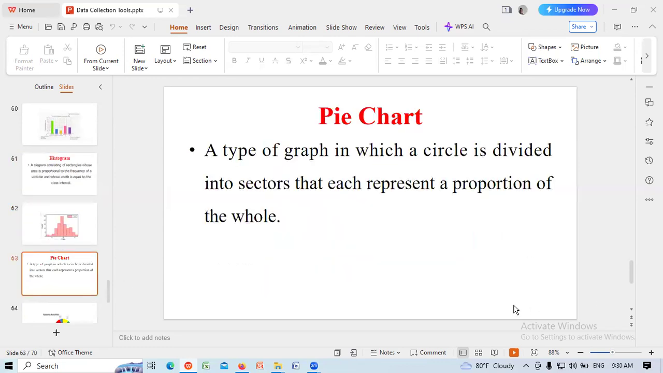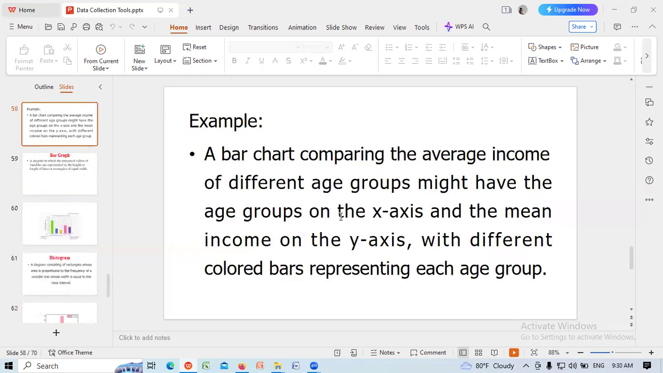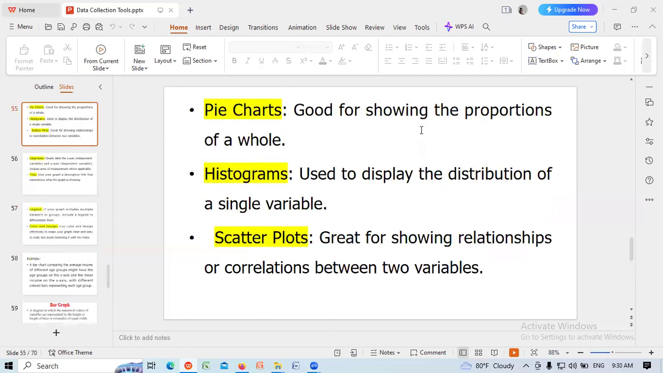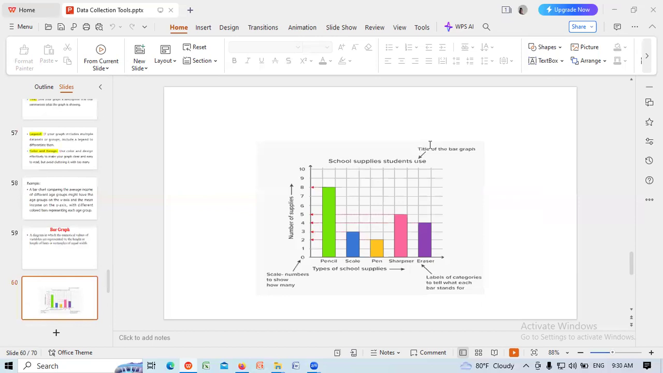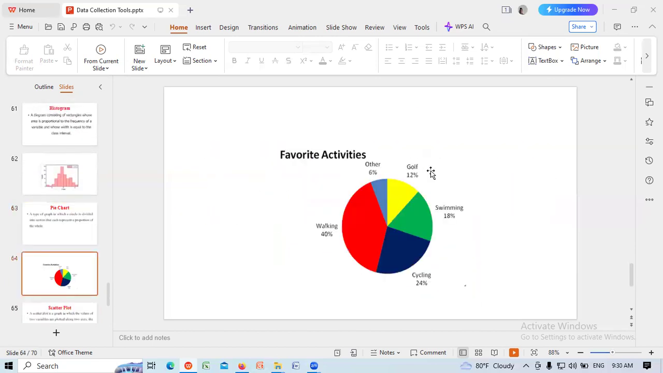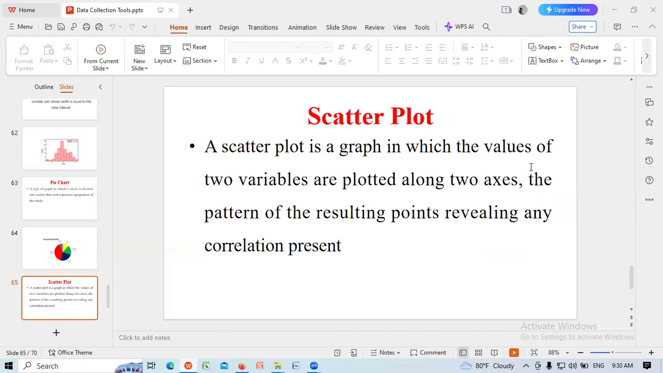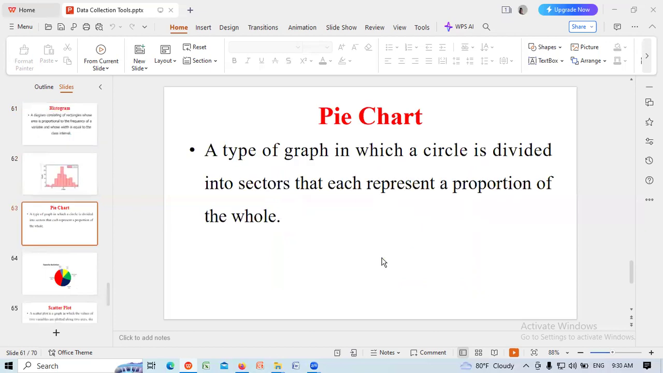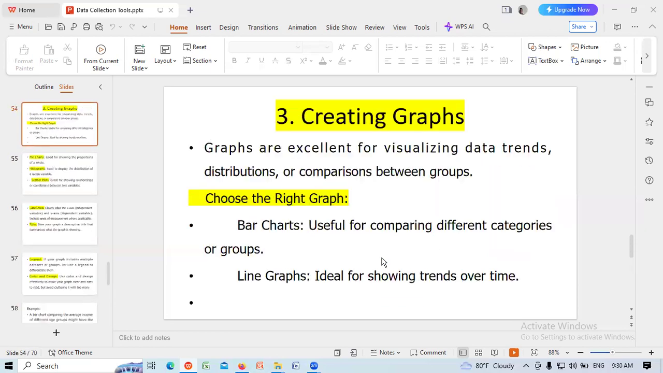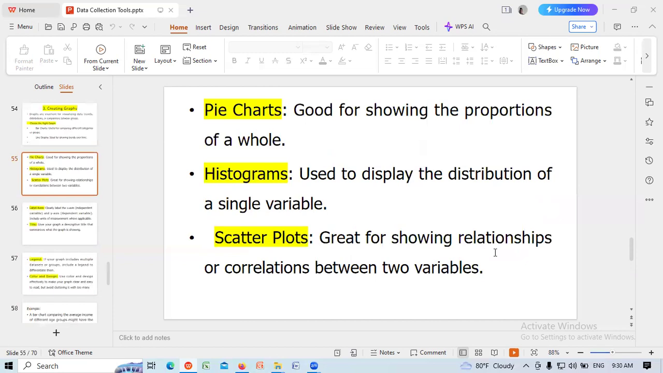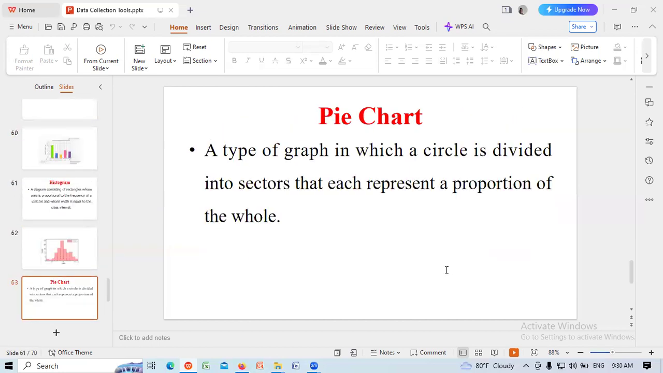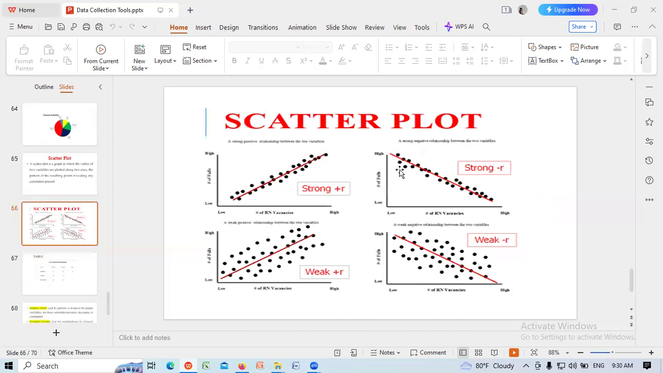A pie chart is a circle divided into sectors showing the proportion of the whole. I have already discussed that. The pie chart shows the proportion of the whole. And this is the pie chart. In a scatter plot, the values of two variables are plotted along the axes, revealing the correlation present. I have already discussed it here. The scatter plot shows the relationship between two variables. These are scatter plots, with positive and negative, weak and strong correlations.